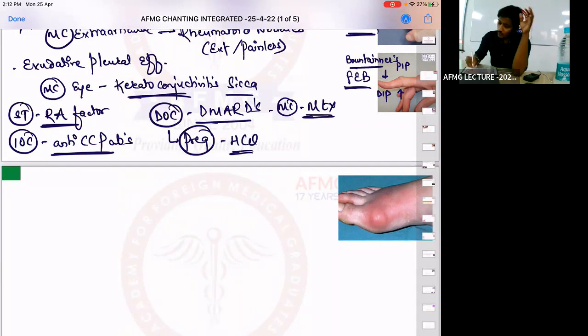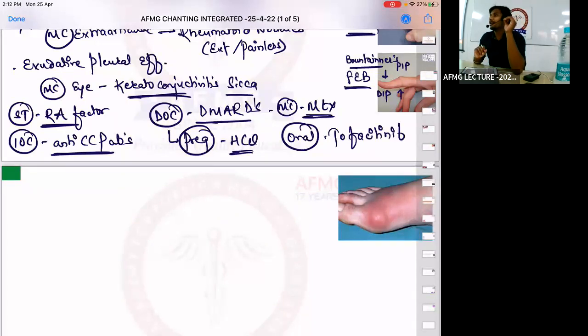So if they ask you which is the oral drug which can be given in cases of rheumatoid arthritis, the answer is tofacitinib. From pharma, I am telling you, it is a JAK3 inhibitor. It is new, so it can be asked. It is a JAK3 inhibitor, and that oral drug which is given is tofacitinib.